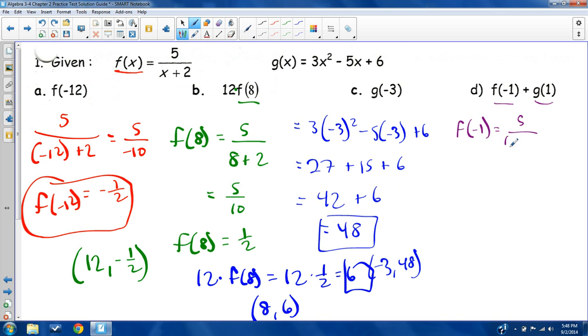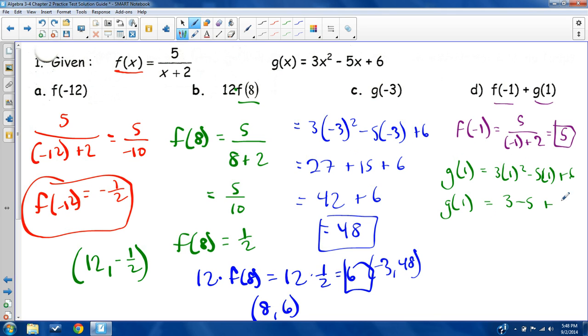is 5 over negative 1 plus 2, which is 5 over 1, which is 5. g, I'll use a different color. g of 1 is 3 times 1 squared minus 5 times 1 plus 6. So that is 1 squared times 3, which is 3, minus 5 plus 6. And that will give me negative 2 plus 4. So I can do 5 plus 4, so my final answer will be 9. Okay, that's f of negative 1 plus g of 1, that gives you 9.